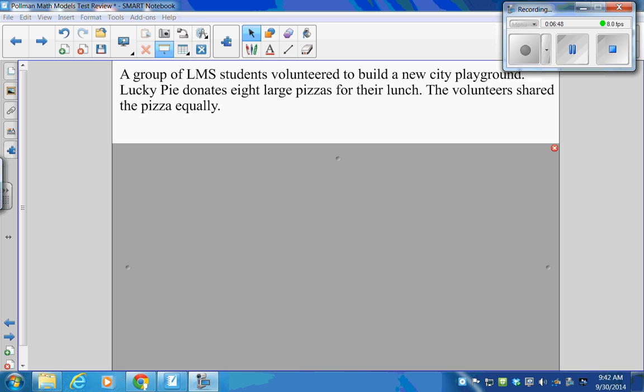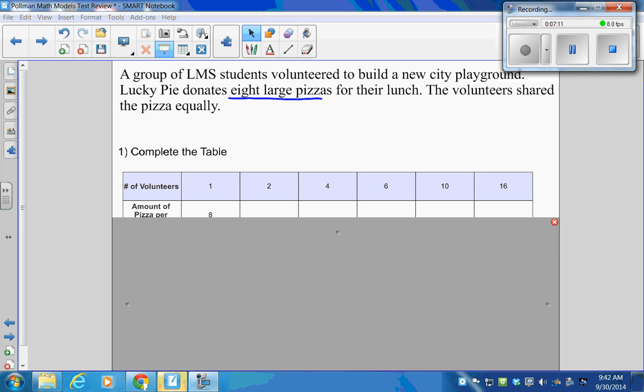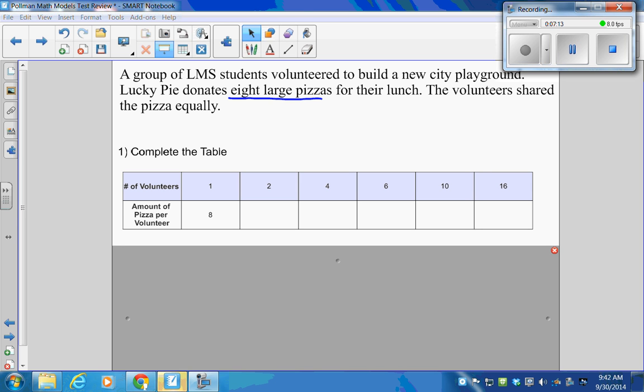All right, so your next question is, and there's a question almost identical to this one on our exam, a group of LMS students volunteered to build a new city playground. Lucky Pie donates 8 large pizzas for their lunch. The volunteers share the pizza equally. I would like for you to just sketch this table really quick.